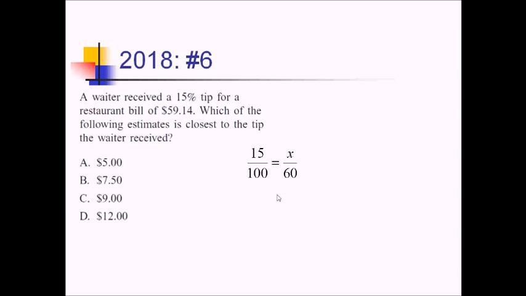Before I do that, though, since this is not the calculator part of the test, I'm going to reduce 15 over 100. That's really 3 over 20, and now that's a lot easier to work with. Cross multiplying, I've got 20x equals 180, 3 times 60. Dividing both sides by 20, I've got x equals 9, so $9, which is answer choice C.